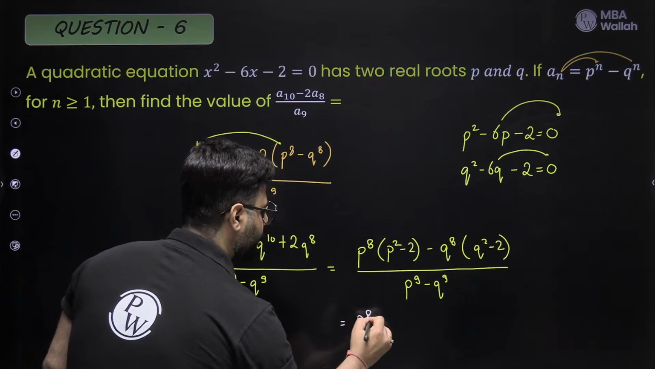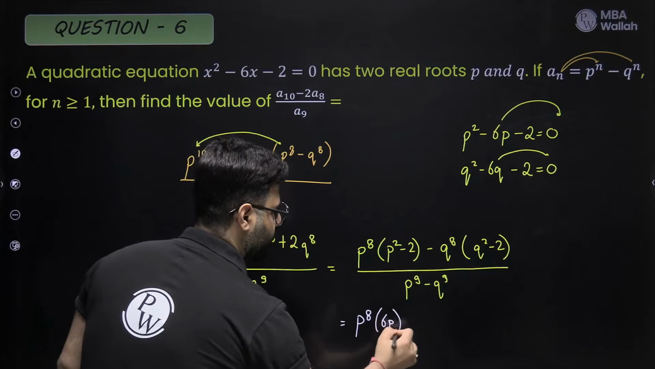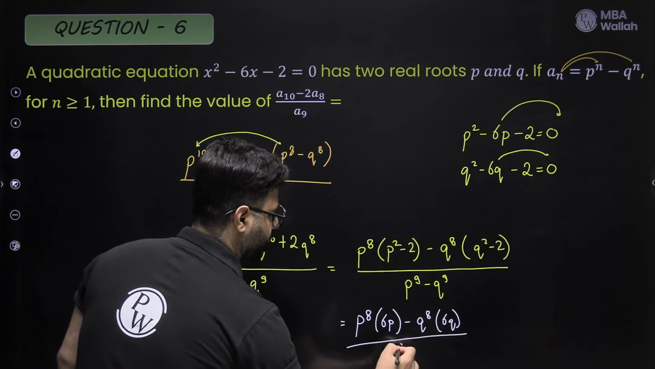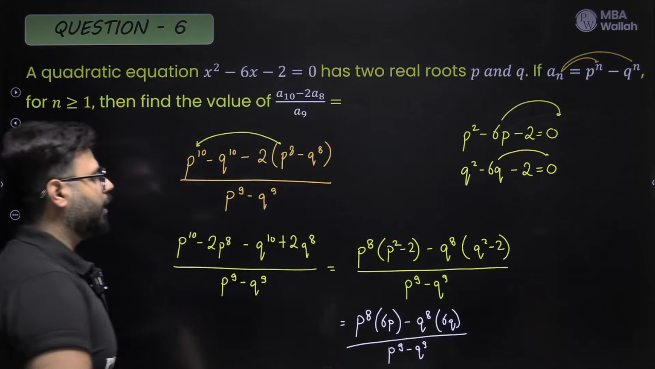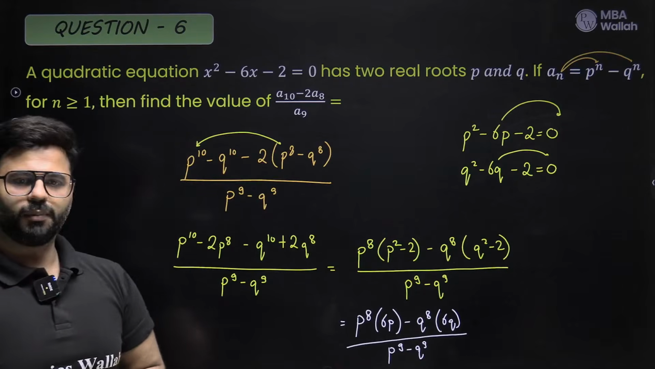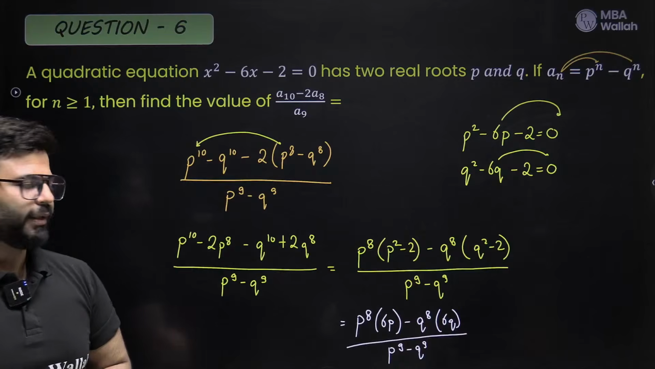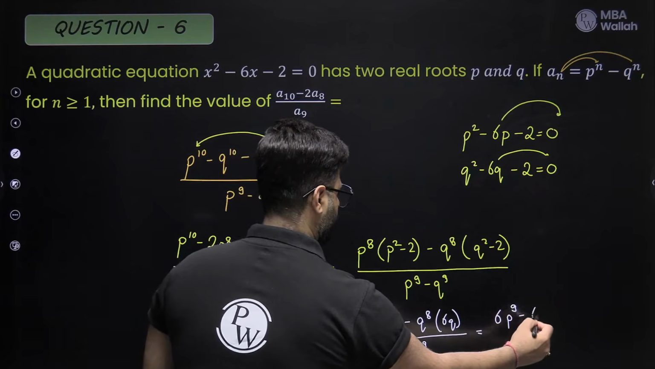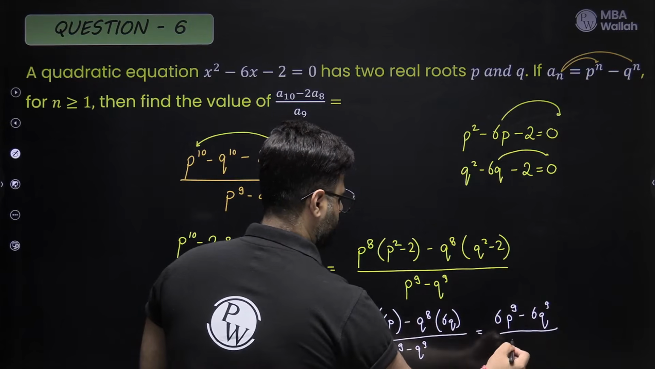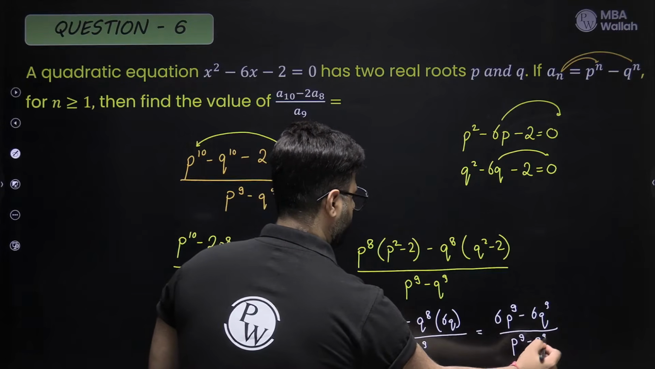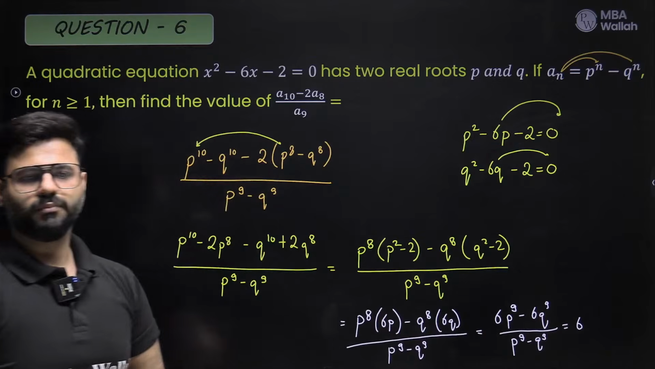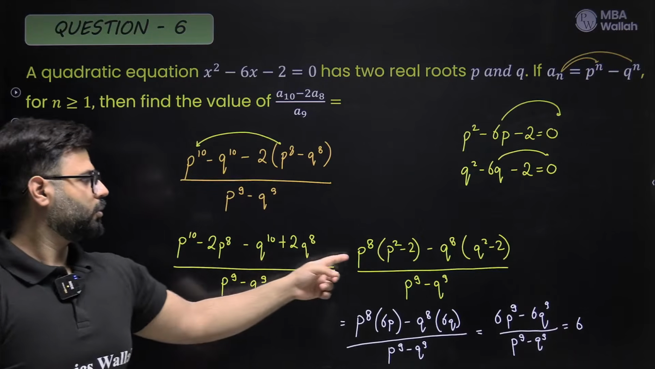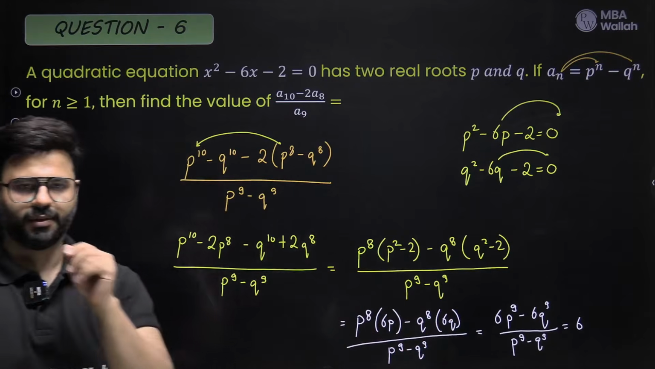So p to the power 8 multiply by 6p minus q to the power 8 multiply by 6q upon p to the power 9 minus q to the power 9. Check. Are you getting 6p9 minus 6q9 upon p9 minus q9? Are you getting the answer 6? Take your time and observe. Yes or no? Interesting. 1, 2, 3, 4, 5. 5 lines. Yes or no?